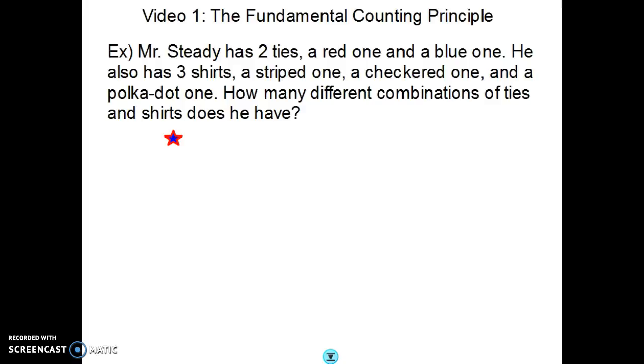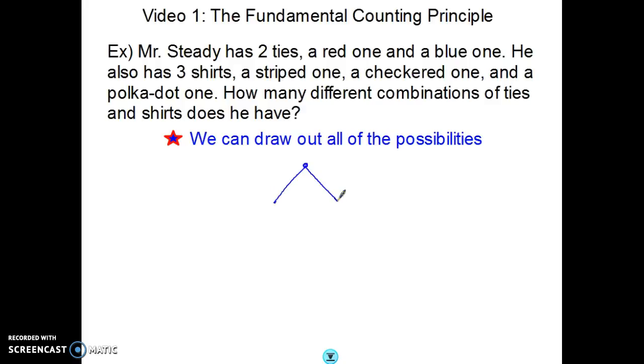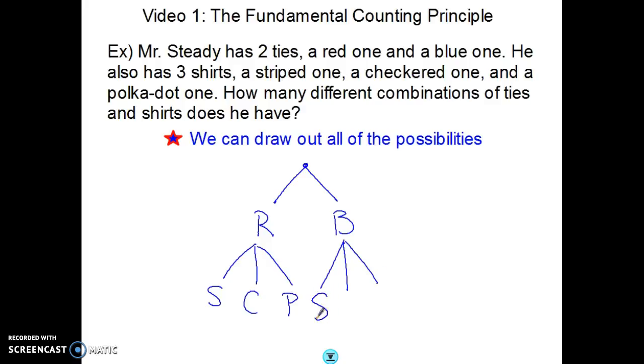So one way we can analyze this problem is by actually just drawing out all of the different possibilities. If we start off the beginning of the day, we can go from there and say, well, he has two choices first, the red tie or the blue tie. And then if he picks the red tie, he has three choices after that, the striped shirt, the checkered shirt, and the polka dot shirt. He has the same three choices if he wears the blue tie. He can have the striped shirt, the checkered shirt, or the polka dot shirt.